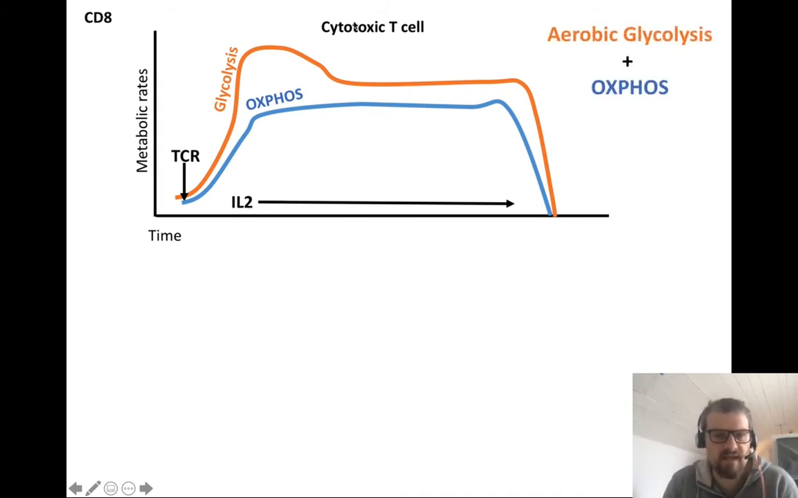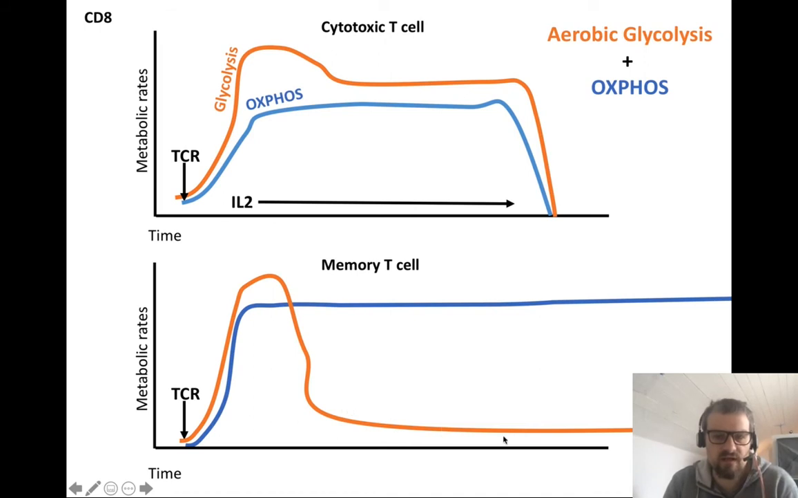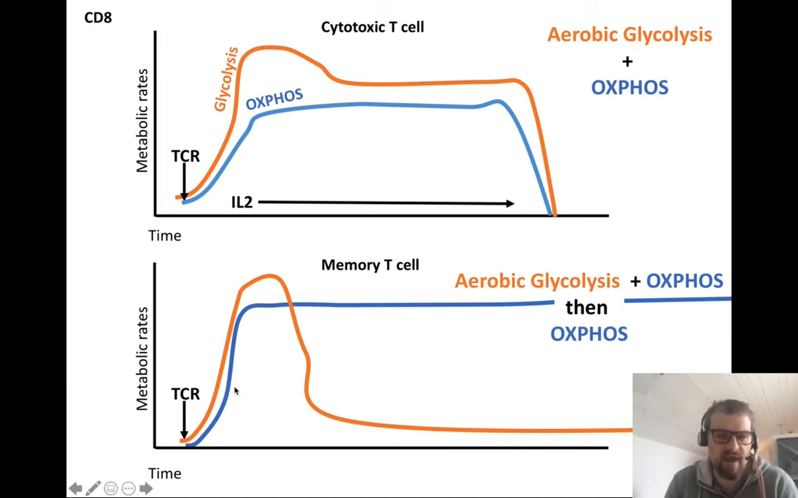So we think about the CD8 cytotoxic T cell response being a combination of aerobic glycolysis and high levels of OXPHOS. Now, to generate a memory T cell is different. You initially get the same burst of metabolism driven by the TCR, but you then get a reduction in the glycolytic rate, but you sustain the increased levels of OXPHOS. So these cells are aerobic glycolysis plus OXPHOS initially, and then they turn into these cells that are prioritizing oxidative phosphorylation. It's quite distinct patterns of metabolic changes as they go through the lifetime of these differentiation steps.